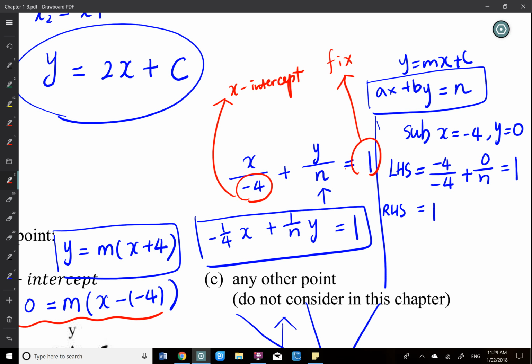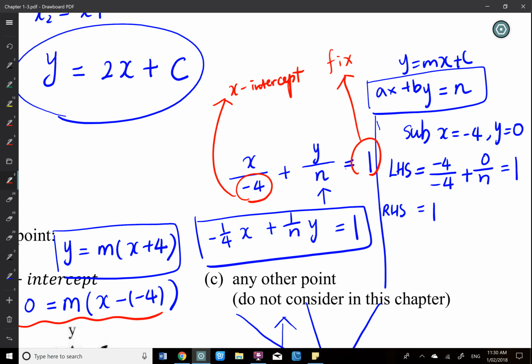It's a linear equation and it passes through that point. Yes? Sorry, I don't really understand why y equals 1. So when you want to substitute that point into the equation, you want the equation to be true. You want both sides equal, right? If it's equal, it means the point is on the graph, right?